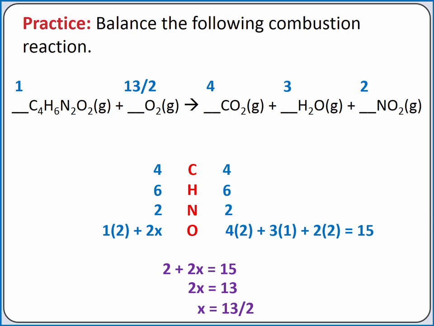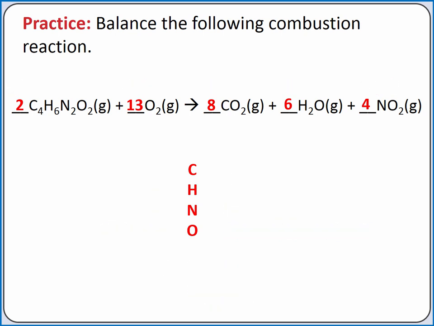We don't want fractions in our coefficients, so we can multiply all coefficients by 2 to get all whole numbers. Our new coefficients are 2, 13, 8, 6, and 4. In our last step, we can double-check that we have the same number of atoms of each element on both sides of the equation. We have 8 carbon atoms, 12 hydrogen atoms, 4 nitrogen atoms, and 30 oxygen atoms. This chemical equation is now balanced.